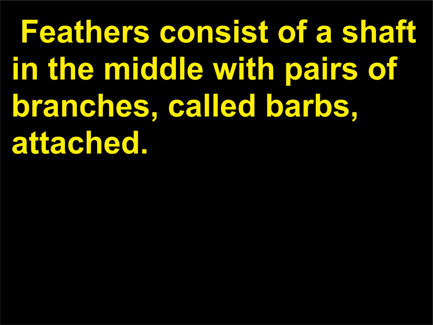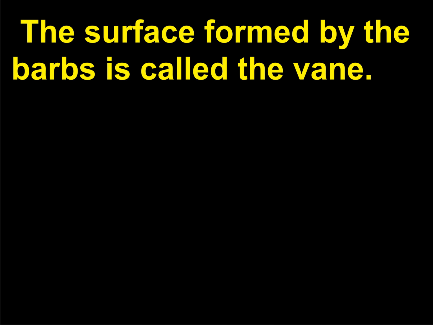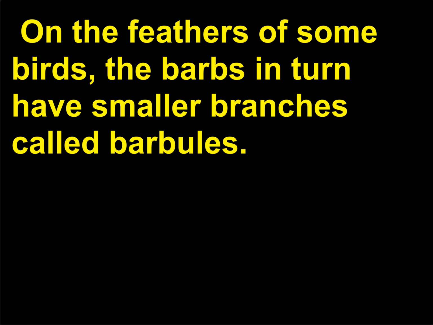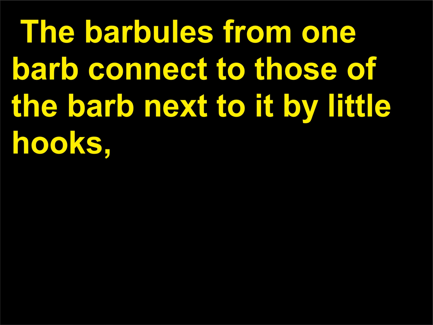Feathers consist of a shaft in the middle with pairs of branches, called barbs, attached. The surface formed by the barbs is called the vane. On the feathers of some birds, the barbs in turn have smaller branches called barbules. The barbules from one barb connect to those of the barb next to it by little hooks, making the feather stiffer and stronger.